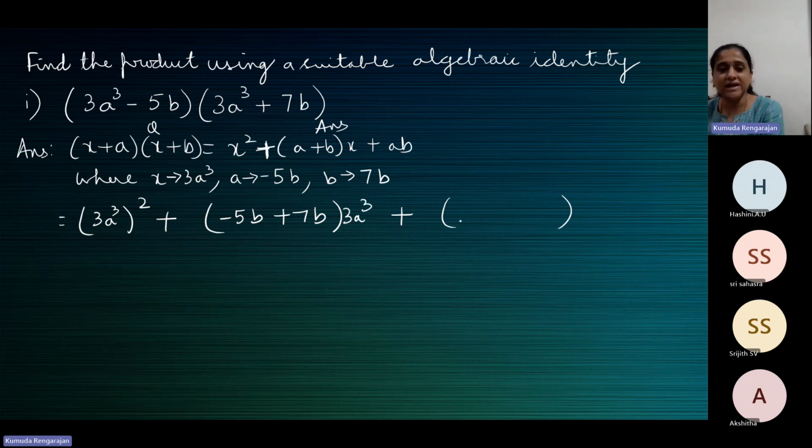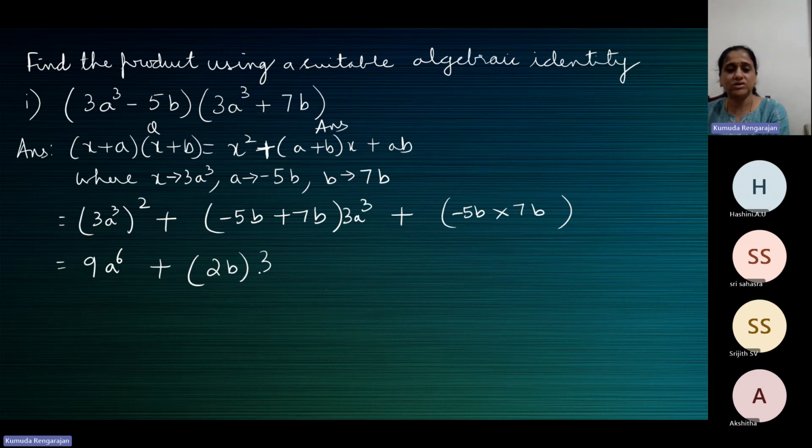Then plus A into B. What is A? Minus 5B. Into B is 7B. Now simplify this. 3 squared is 9. A cubed the whole square. Multiply the powers. A to the power 6 plus 2B into 3A cubed.